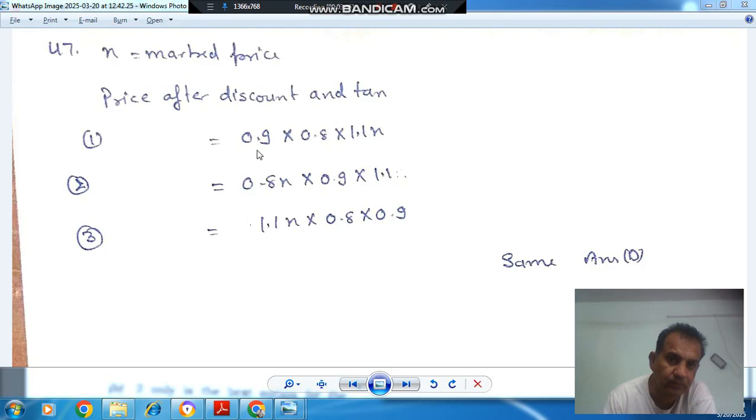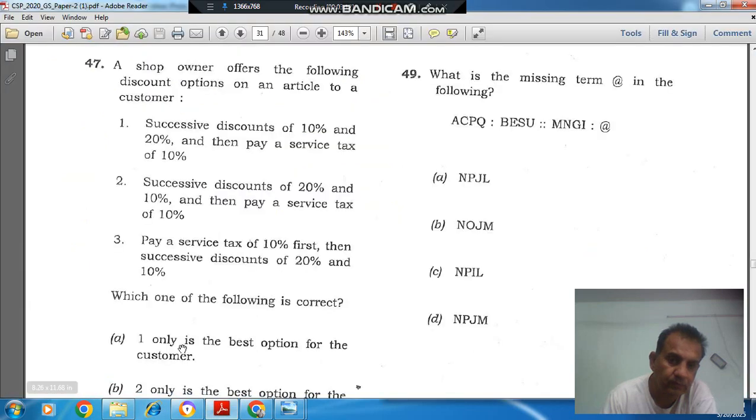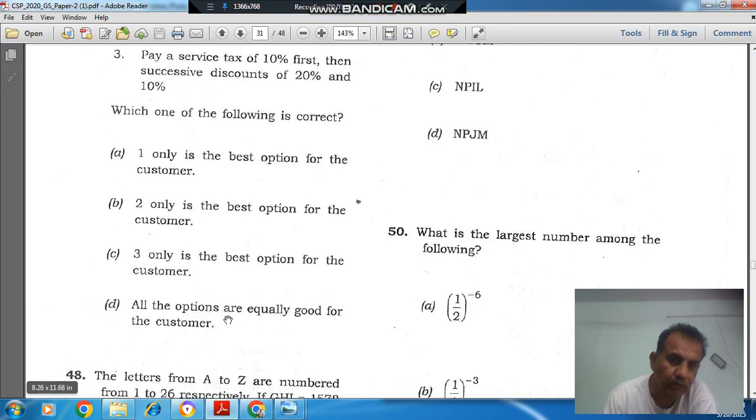So this will come out the same. All these will be the same: multiplication of 0.9, 0.8, 1.1 and x. So answer is D. All the options are equally good for the customer.